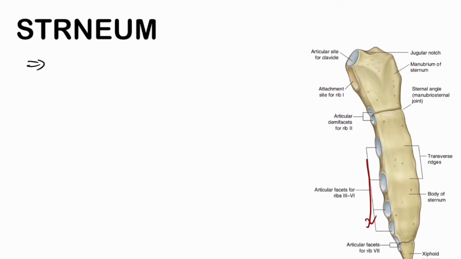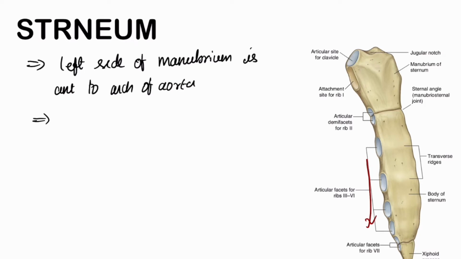On the left side, the manubrium is anterior to the arch of aorta, and on the right side we have the superior vena cava. Now let us discuss the body of the sternum.